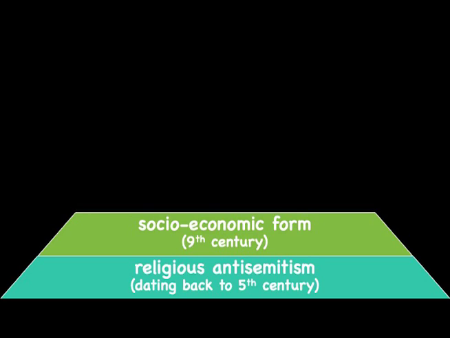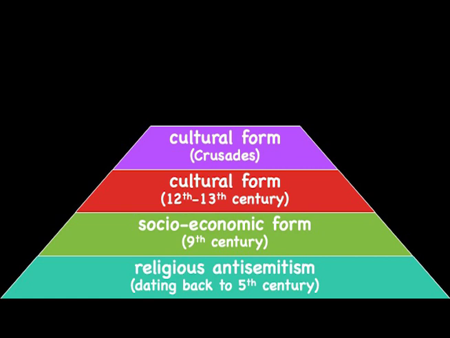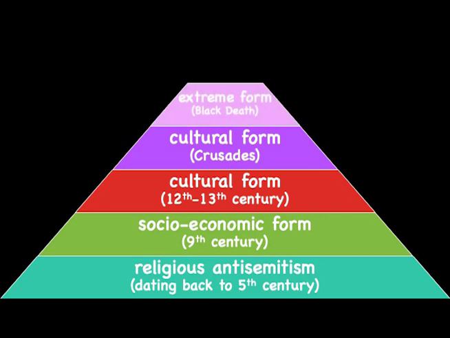Religious anti-Semitism served as the base of the medieval anti-Semitic worldview. It was the oldest form and dated back to the 4th and 5th centuries. From the 9th century onward, we find the addition of a socioeconomic form of anti-Semitism as a reaction to permanent Jewish settlements in Europe. Beginning around the 12th and 13th centuries, derogatory myths about Jews introduced a first cultural form. A second cultural form accreted to the others, beginning with the Crusades. It introduced an exterminationist tone to European anti-Semitism. However, a fully exterminationist form of anti-Semitism did not emerge in Europe until the pandemic of the Black Death.